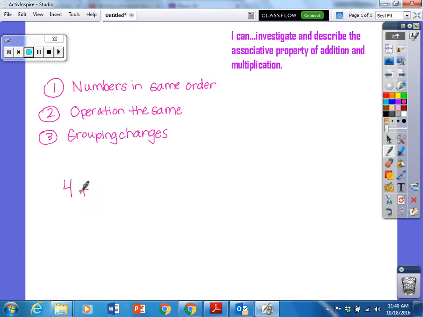So I have 4 plus 6 plus 7 equals 4 plus 6 plus 7. Now, this is an example of associative property, and the rules for associative property are simple and right here. The numbers need to be in the same order. So I have a 4, a 6, a 7 on this side of the equal sign, and a 4, a 6, and a 7 on this side of the equal sign. The numbers must be in the same order on both sides of the equal sign.